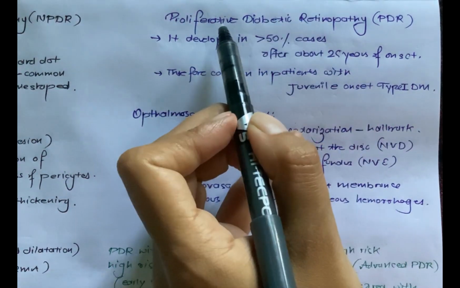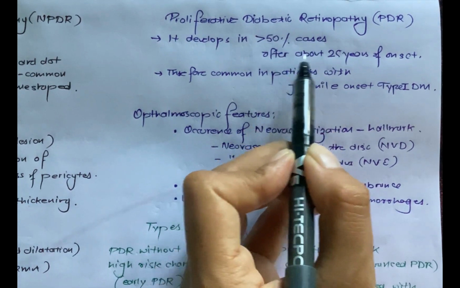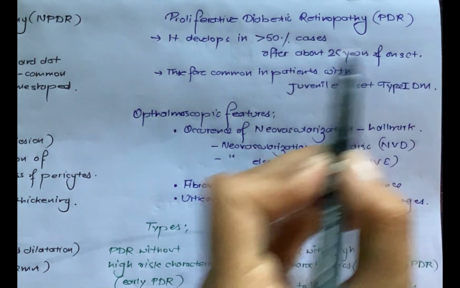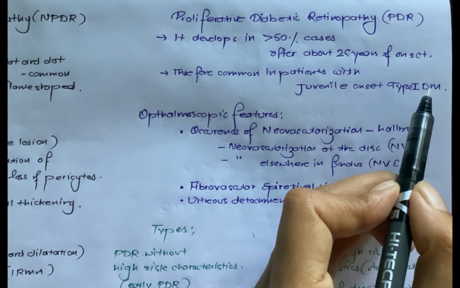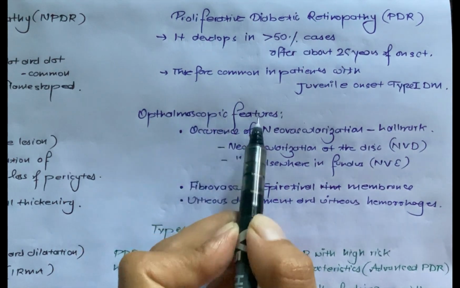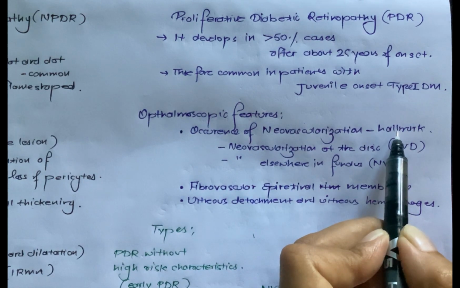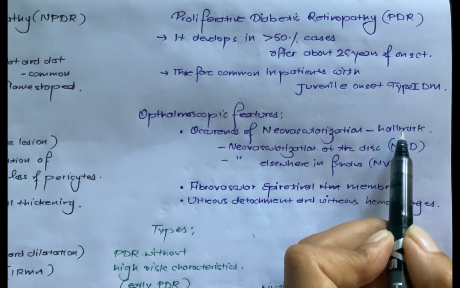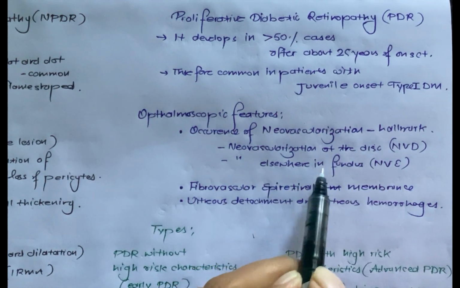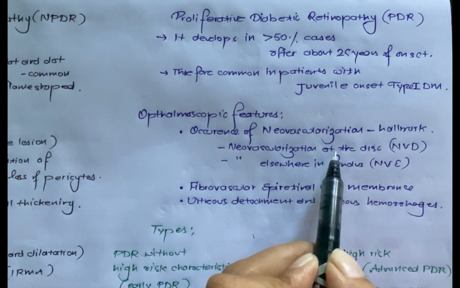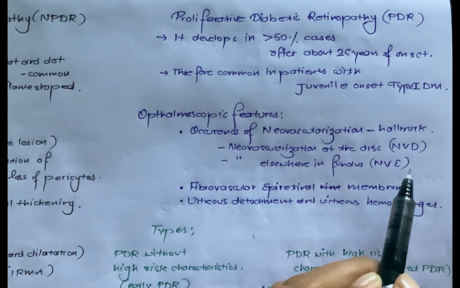Moving on to the proliferative diabetic retinopathy, it develops in more than 50% of the cases after about 25 years of onset, and therefore it is common in patients with juvenile onset type 1 diabetes. Now talking about the ophthalmoscopic features, there will be occurrence of neovascularization, which is the hallmark of this proliferative diabetic retinopathy, and neovascularization will be at the disc and will be elsewhere in the fundus, that is, neovascularization at the disc is NVD and neovascularization elsewhere in fundus is NVE.